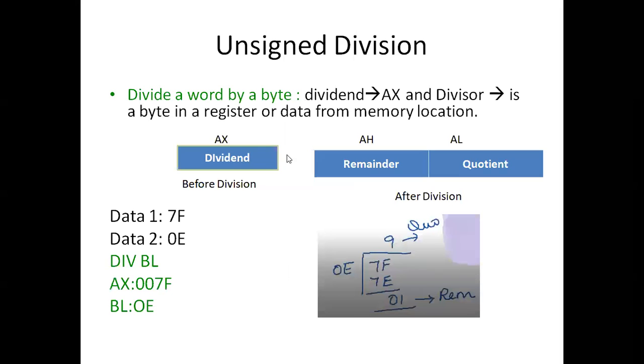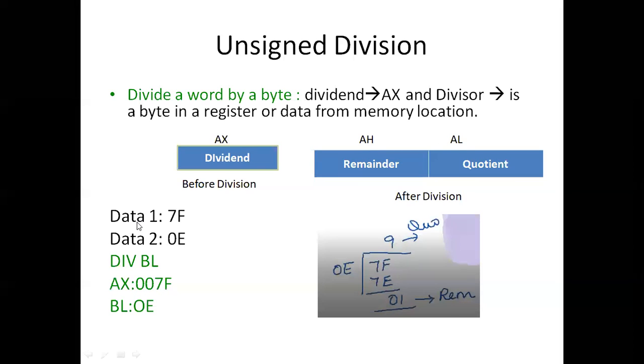In the case of a 16 by 8-bit division, the numerator, that is the dividend, is in AX, and the divisor is a byte in a register or from a memory location. Before the execution of DIV, AX will have the dividend. After the execution, the quotient will be in AL and the remainder will be in AH. Let us take an example.